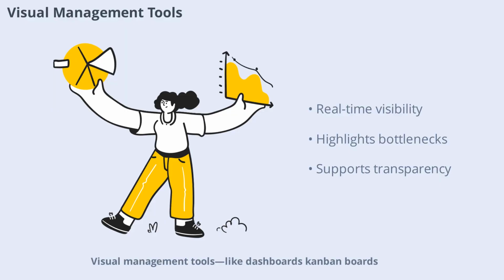Visual management tools like dashboards, Kanban boards, and process maps make it easier to monitor and manage workflows. These tools provide real-time visibility, highlight bottlenecks, and keep teams aligned. Incorporating visual tools into process design supports transparency and faster decision-making.